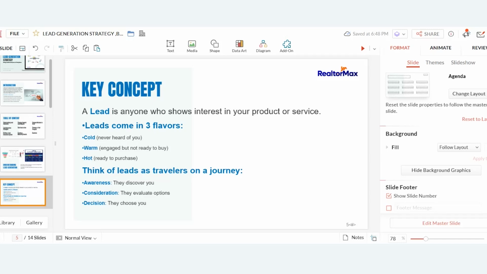And then the decision stage. At the decision stage, these people have already decided to buy from you. Now, you need to provide them with the appropriate account. If possible, provide them with the account with the company's name.